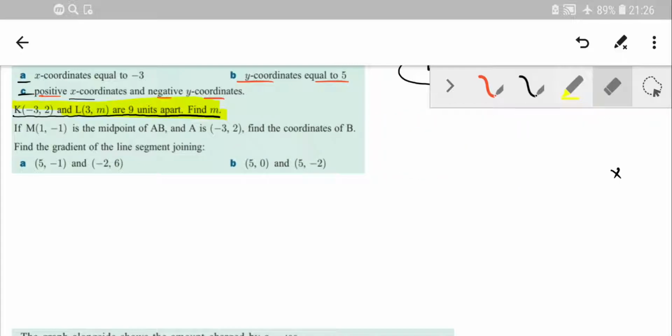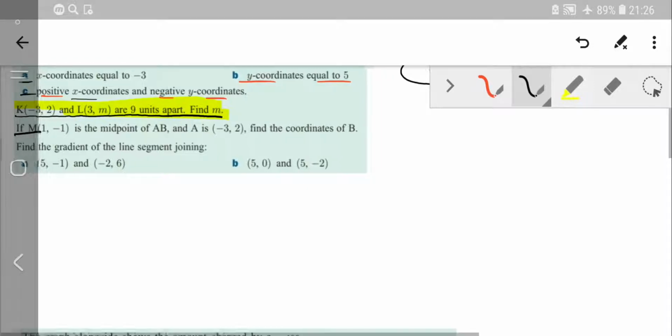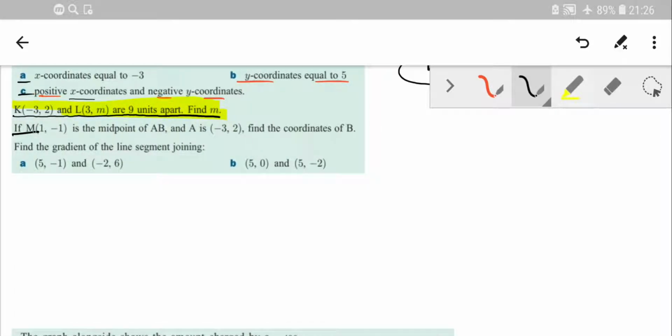So let's do the next one. If M is the midpoint of AB and A is (-3, 2), find the coordinates of B. All right, so it's better to draw.